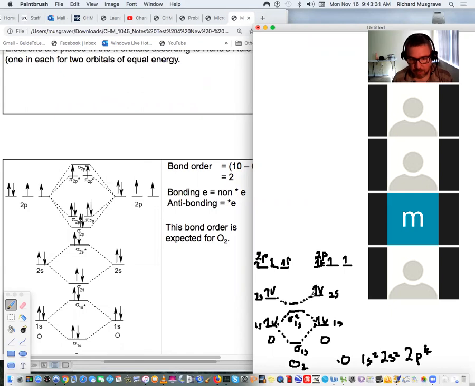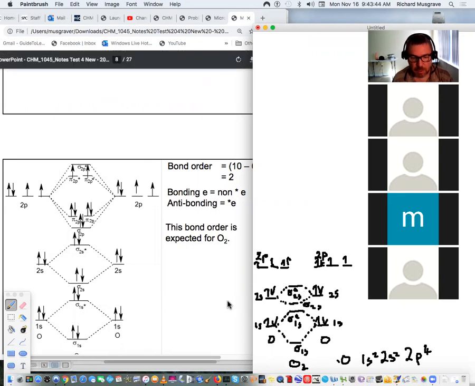We do the same thing for 2s as well. Again, there's only 2 possibilities. We've got the sigma 2s, which is bonding, and the sigma star 2s, which is anti-bonding. All right, so I know that's small, but you can see it over here in the diagram. Does anybody have any questions so far?